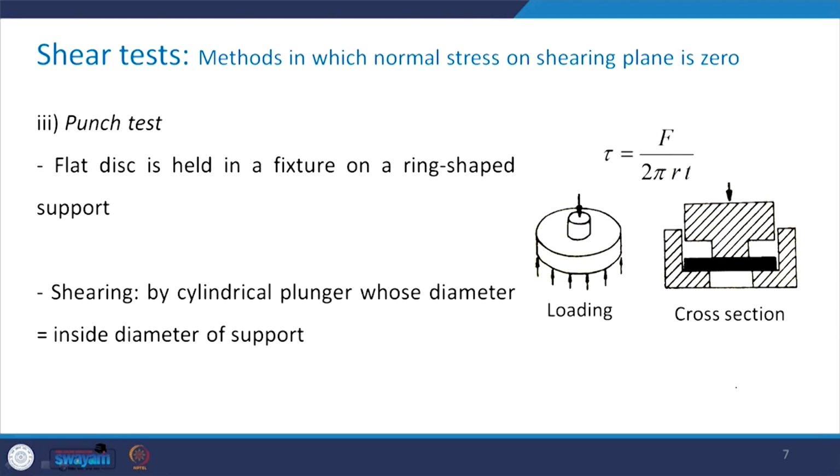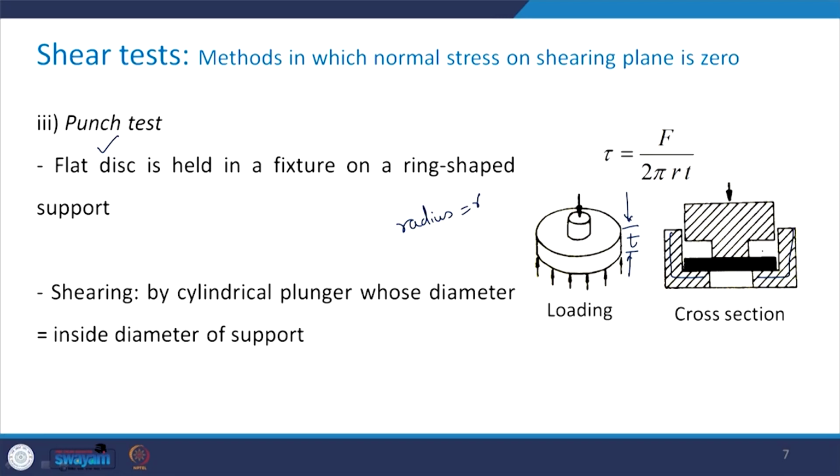Next category of the test is the punch test. In this case, you need to have the specimen in the form of a flat disc which has a thickness of T and the radius R. And this is fixed on a ring shaped support.